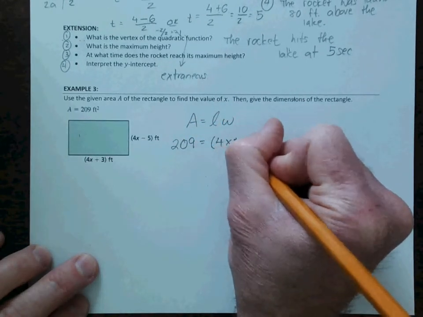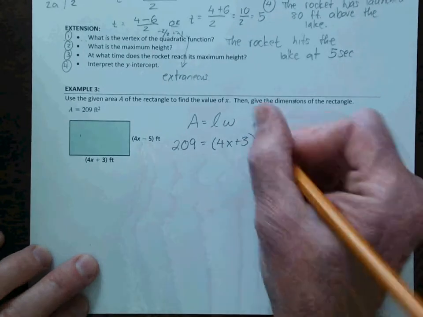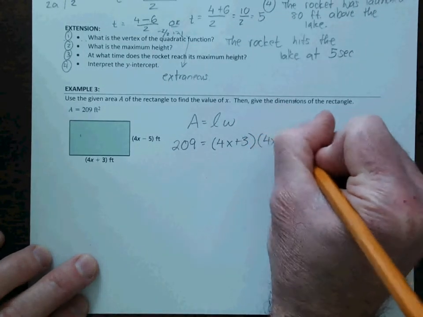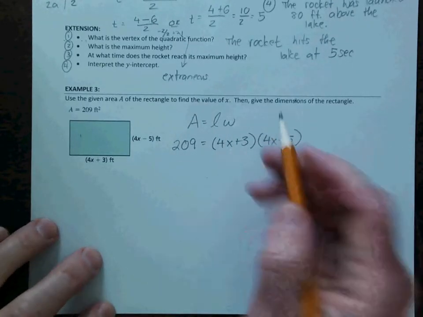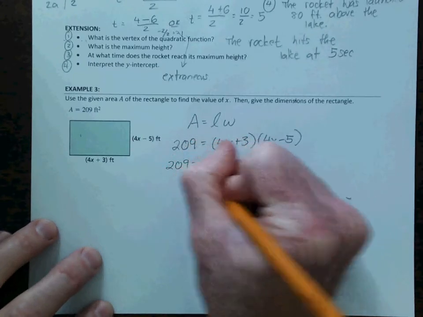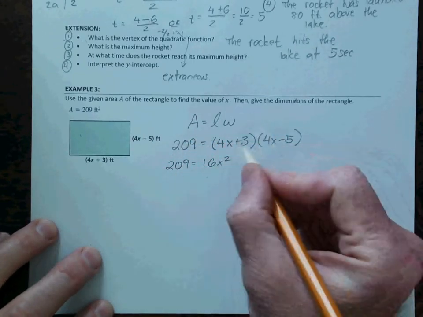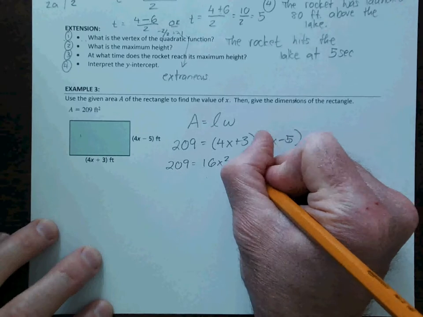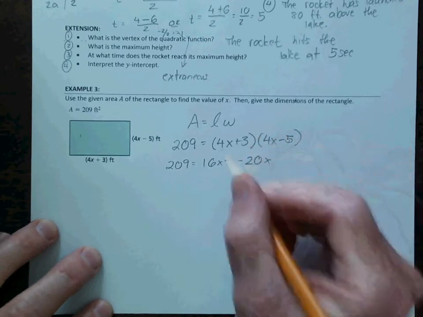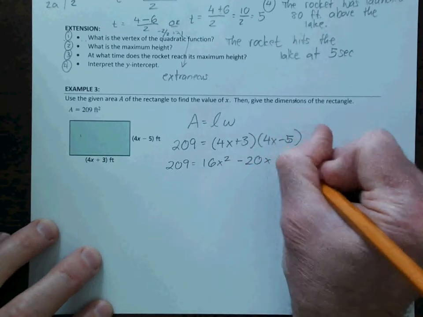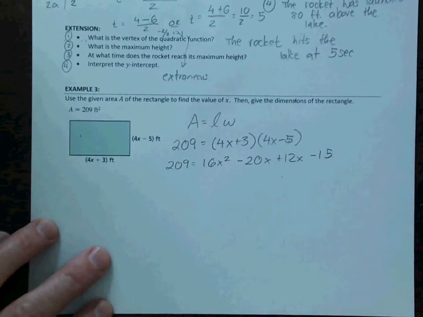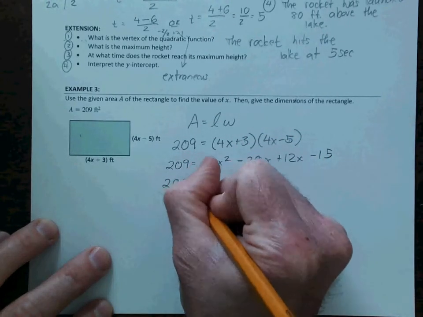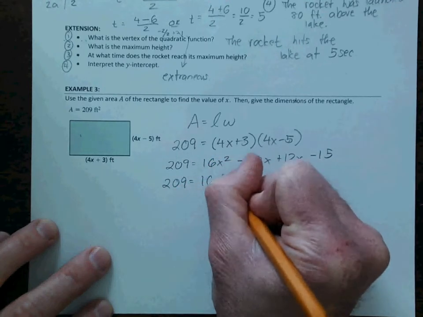So I'm going to multiply out the right-hand side. 4x times 4x is 16x squared. 4x times negative 5 is negative 20x. 3 times 4x is plus 12x. 3 times negative 5 is minus 15. So I'm going to get 209 is equal to 16x squared minus 8x minus 15.